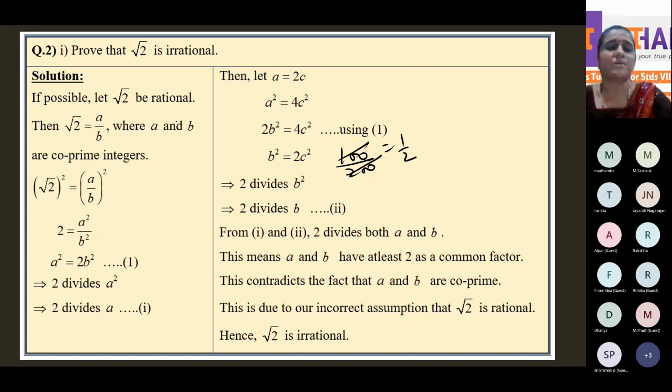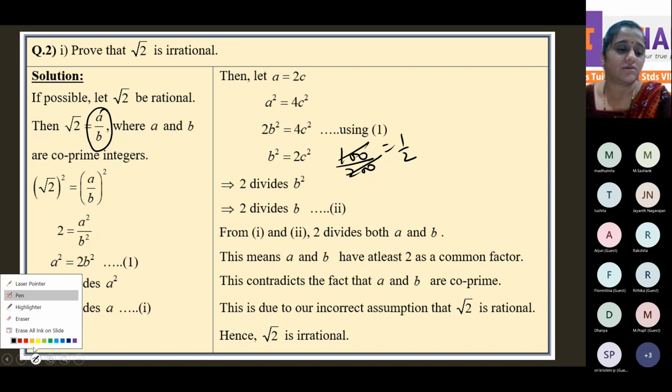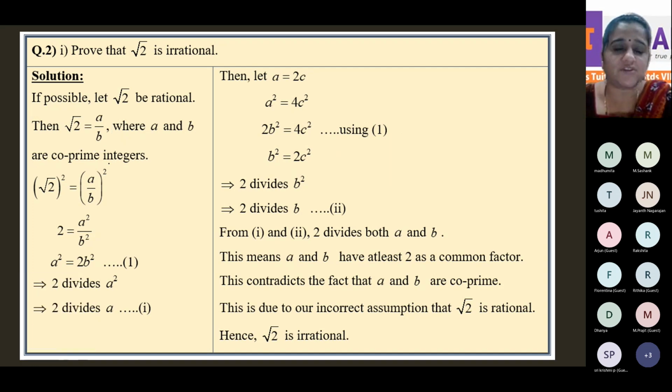So when we say a by b, it's always the simplest form. Root 2 is equal to a by b, a by b meaning simplest form, where a and b are co-prime integers. That means you cannot simplify them any further. They don't have any common factor. That's why we say they're co-prime integers. Their HCF is 1. You cannot cancel it any further.